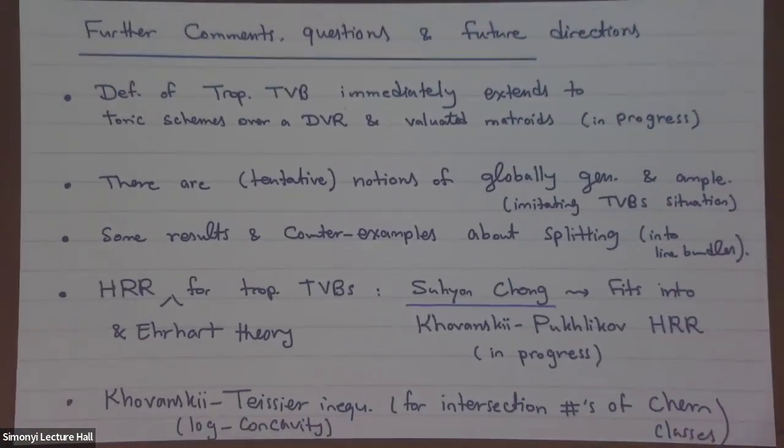So this definition of tropical toric vector bundle more or less immediately extends to toric schemes over a DVR, which are classified by simplicial complexes instead of fans, and evaluated matroids. Basically, the Bergman fan of an evaluated matroid is a Bergman complex of the evaluated matroid, and you can say a piecewise affine map between them.